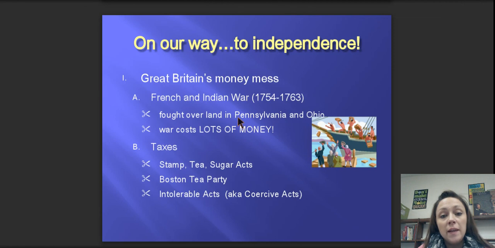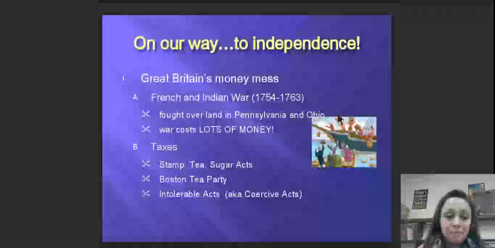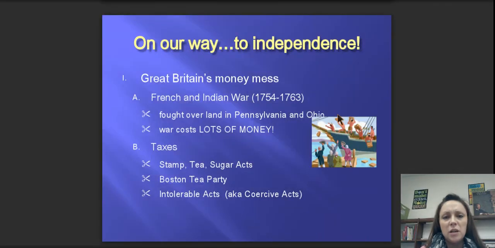This was fought over land in Pennsylvania and Ohio, basically over territory: where are the Indians allowed to be, where are the colonists allowed to be. It was a big mess. But anyway, the American colonies and Great Britain were victorious, and war, as we know, costs lots and lots of money. So because of the cost of war, Great Britain decides to start taxing the American colonies.